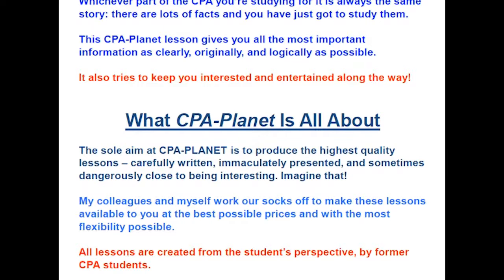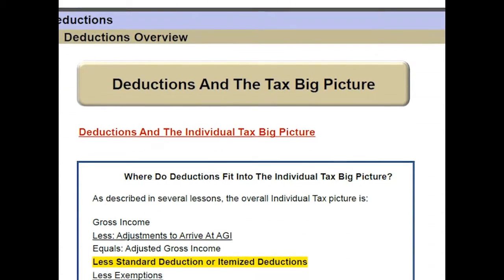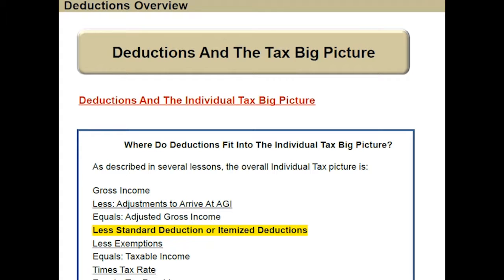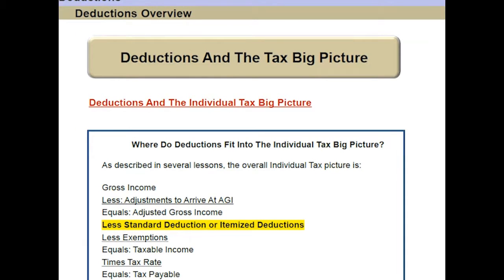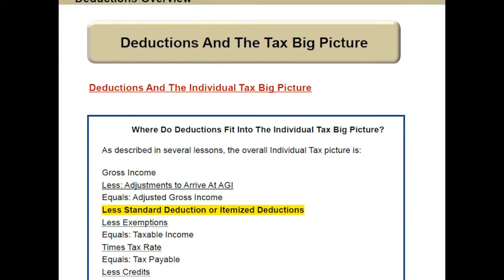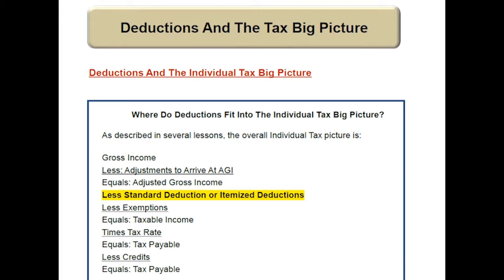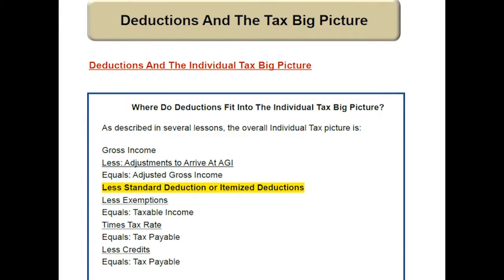Okay, we're studying deductions now. Let's start with the big picture: deductions, and where do they fit in the tax big picture. Look at our little chart below. We always start with gross income. Then we have adjustments to arrive at adjusted gross income.